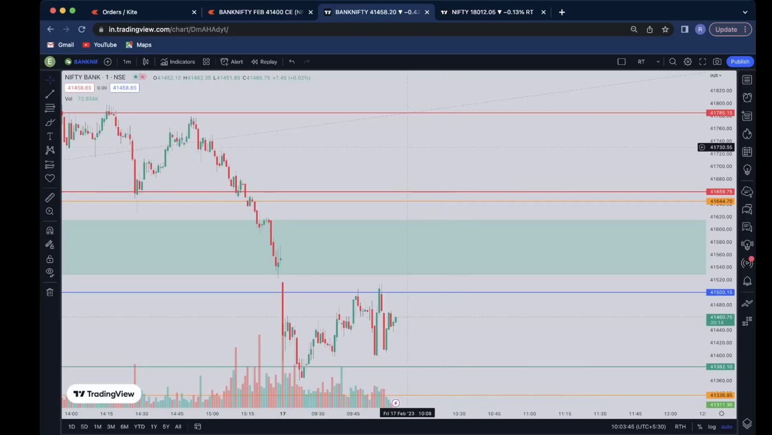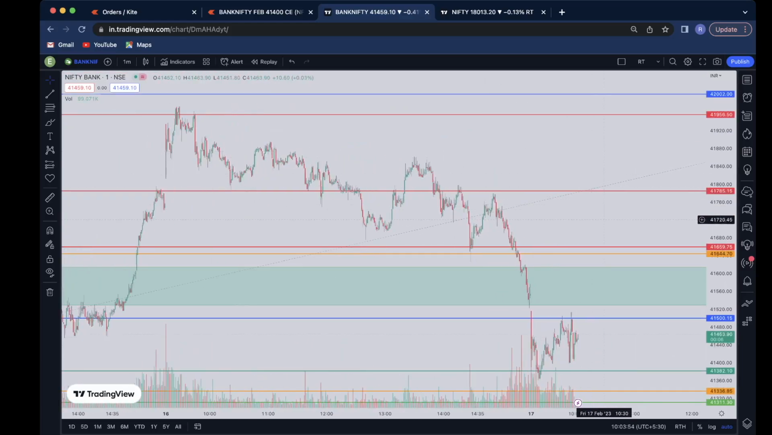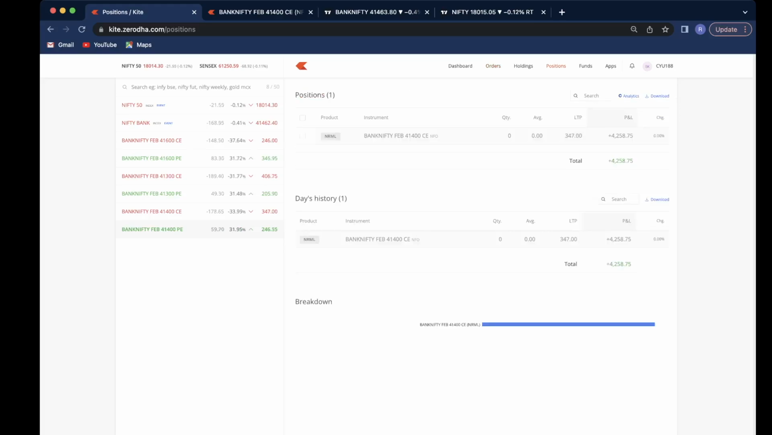Okay, so traders, today is 17th February. I am recording at 10 a.m. Today we took a trade in Bank Nifty. If we look into the orders, I took a position at 927. I bought a call option and I exited around 947 with 100 quantities, and we booked around 4,000 something profit.